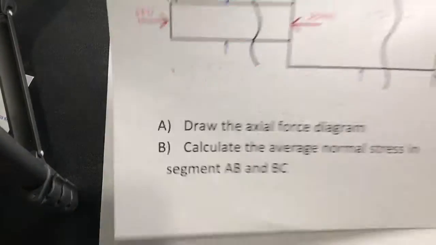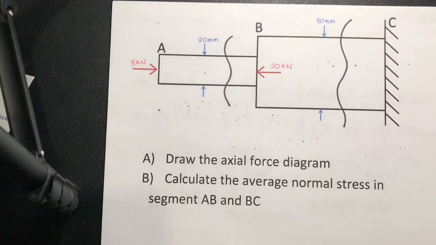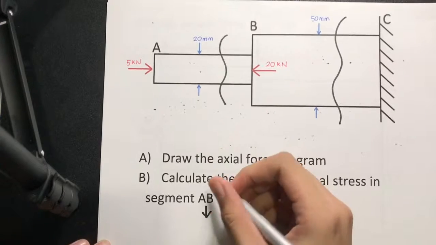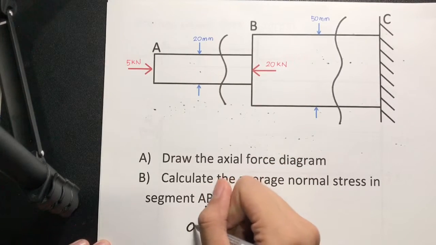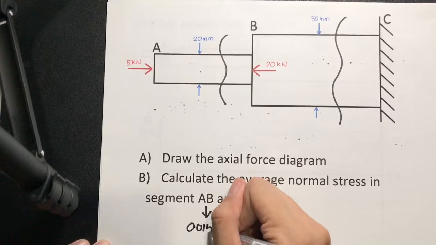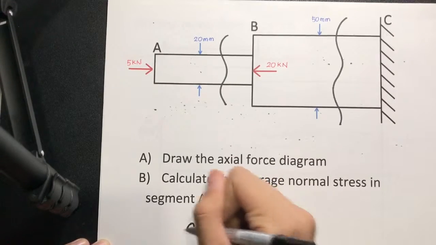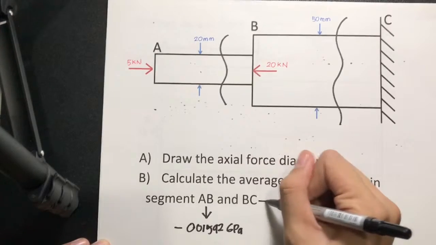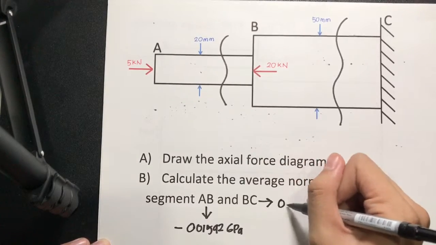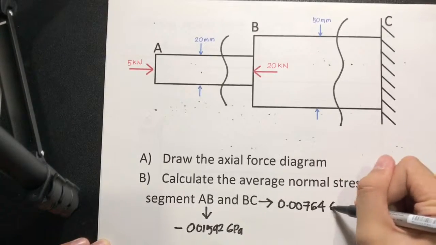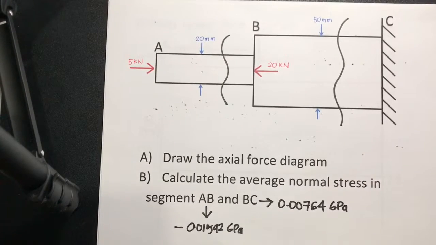Now, going back to the problem, we have drawn the axial force diagram and calculated the average normal stress in segments AB and BC. The average normal stress in segment AB is negative 0.01592 gigapascal, and the average normal stress in segment BC is 0.00764 gigapascals. And we're done! I hope you learned something.